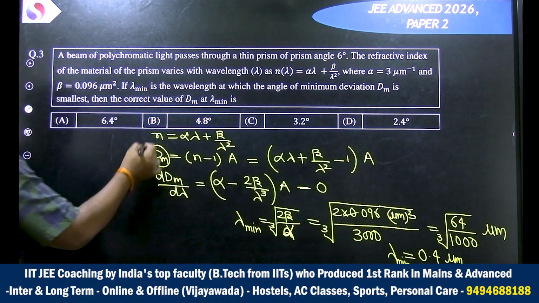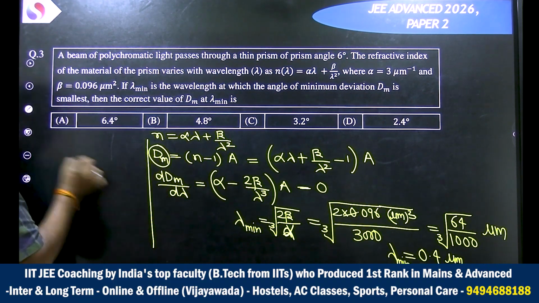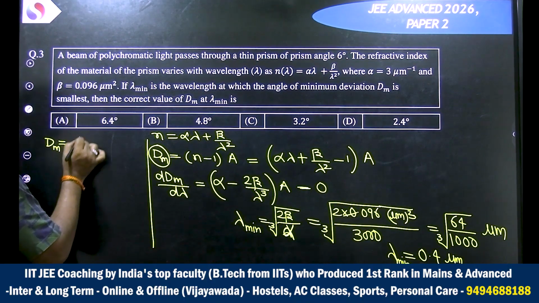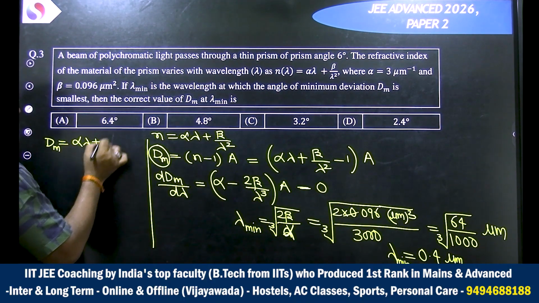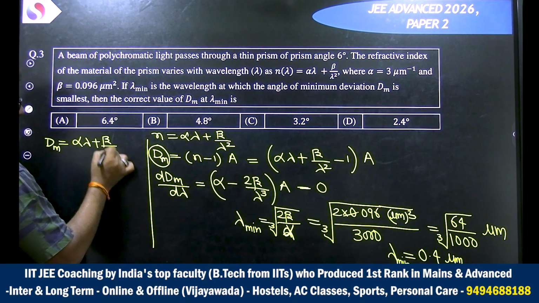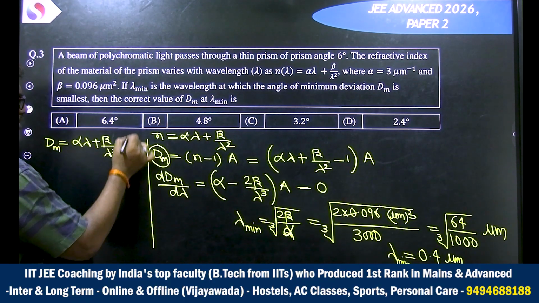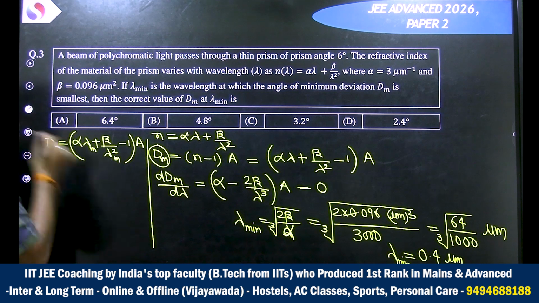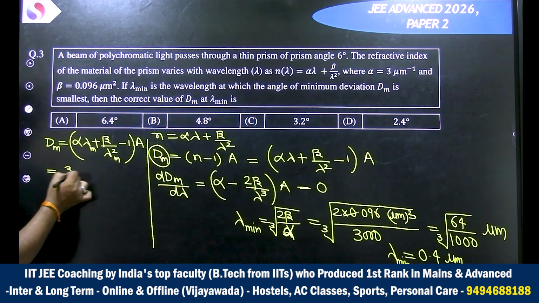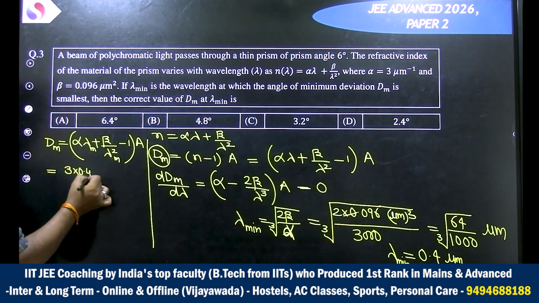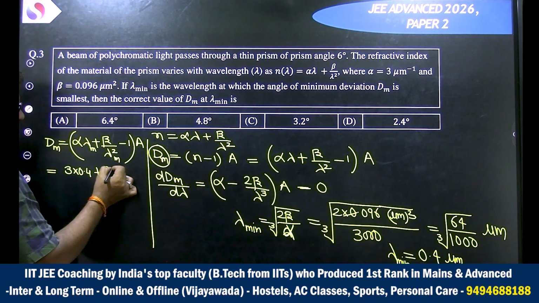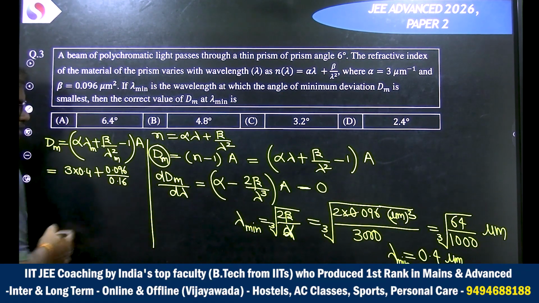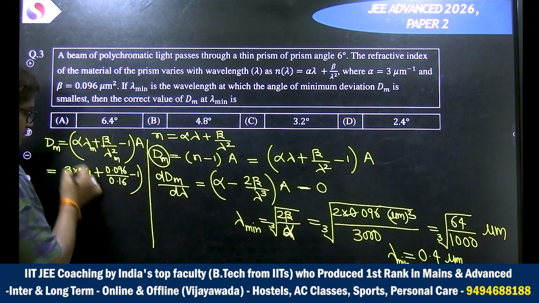Now we have to find out the value of that smallest deviation. So this is the expression of minimum deviation, which is (alpha lambda plus beta by lambda square minus 1) into A. You already know the value of lambda minimum, so put this value and get the answer. This is 3 into 0.4 plus 0.096 divided by 0.16, since 0.4 square is 0.16, minus 1, into A.